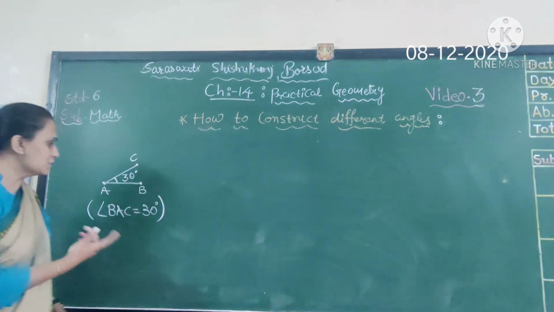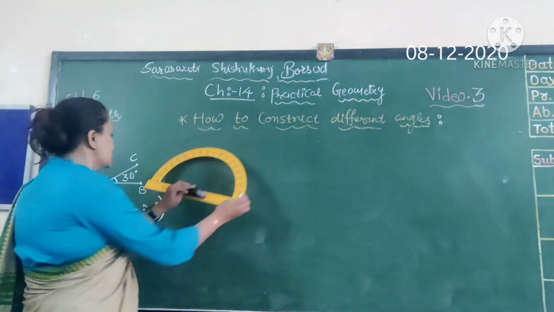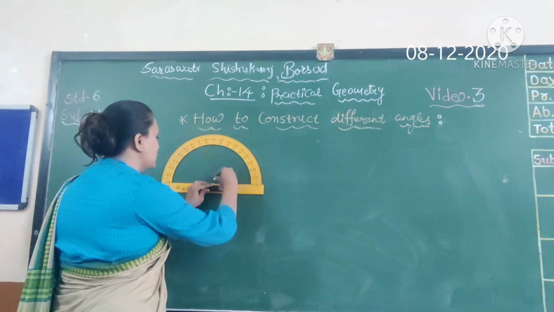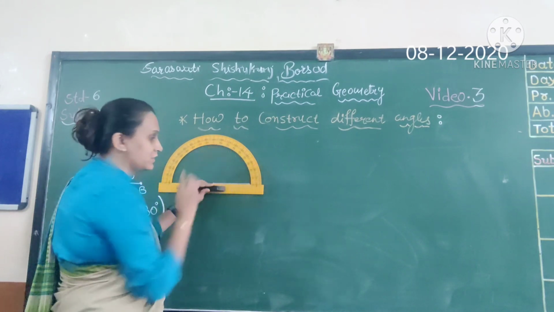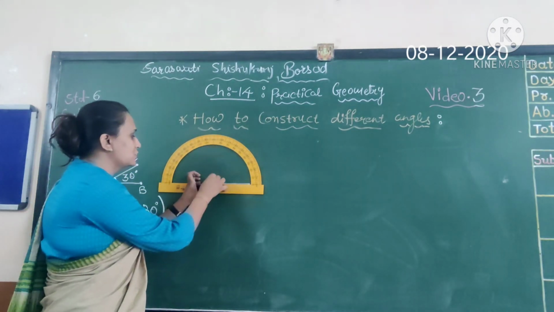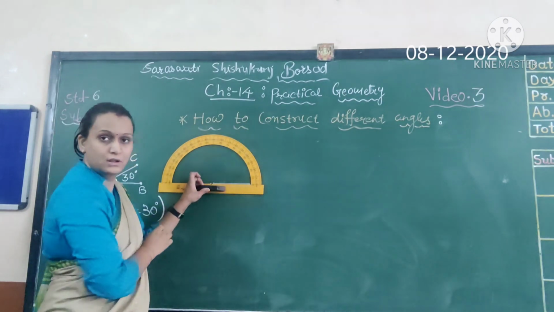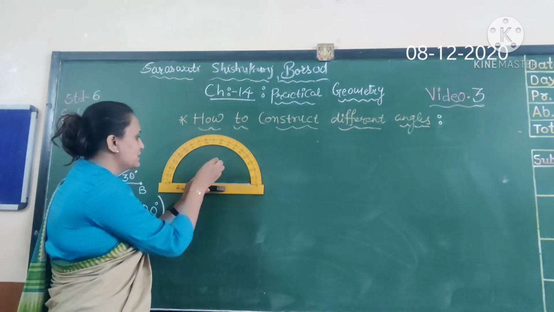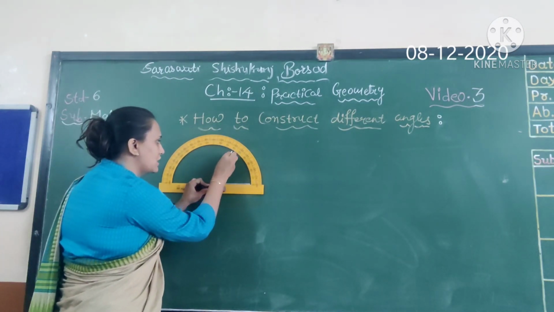Okay? Now if you want to draw a 60 degree measurement, in the same way you have to draw a straight line. Okay? Again you have to take the measurement from here, from your black point. So where is 60 degree? So here is your 60 degree.